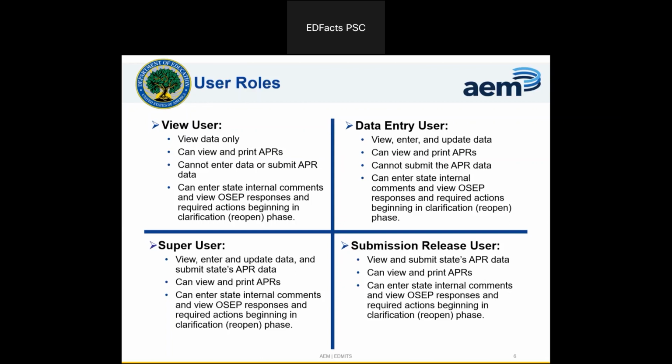And then last but not least is the submission release user. These folks can view and submit their state's APR. However, they cannot update or edit data. They can also view and print APRs, and they can also enter state internal comments and view OSIP responses during the clarification phase.